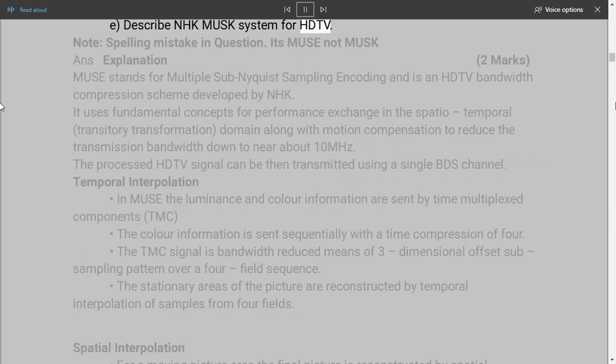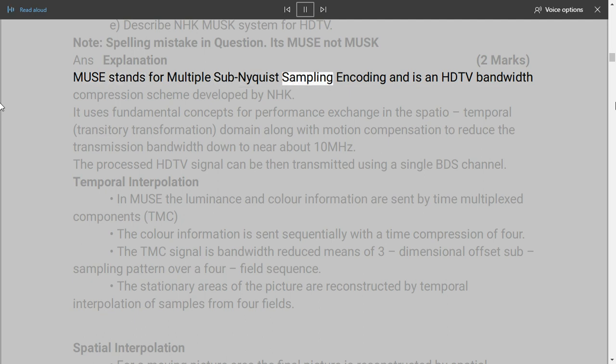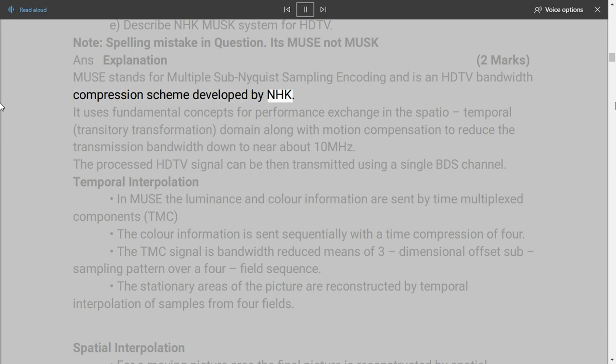Note, there is a spelling mistake in the question. It's MUSE, not Musk. Answer: explanation, 2 marks. MUSE stands for Multiple Sub-Nyquist Sampling Encoding, and is an HDTV bandwidth compression scheme developed by NHK. It uses fundamental concepts for performance exchange in the spatial, temporal, and transitory transformation domain along with motion compensation to reduce the transmission bandwidth down to about 10 MHz. The processed HDTV signal can then be transmitted using a single BDS channel.